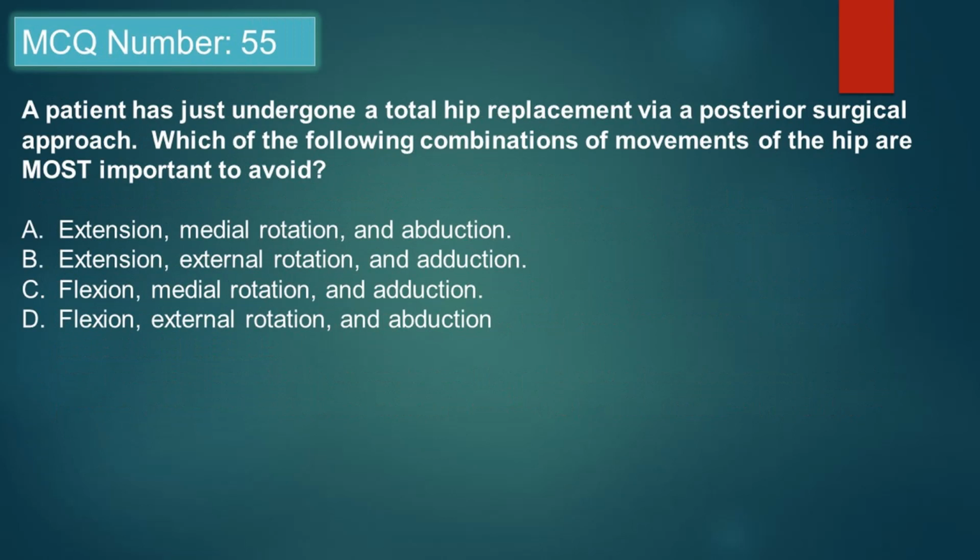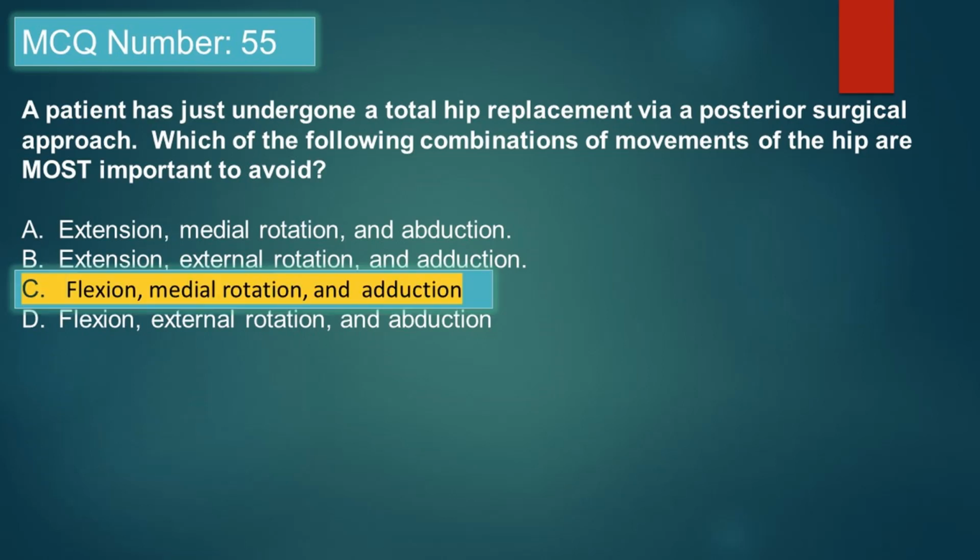So which of the following combinations of hip movement is most important to avoid? Option A, extension, medial rotation and abduction. Option B, extension, external rotation and adduction. Option C, flexion, medial rotation and adduction, and option D, flexion, external rotation and abduction. And the correct answer is option C, flexion, medial rotation and adduction.